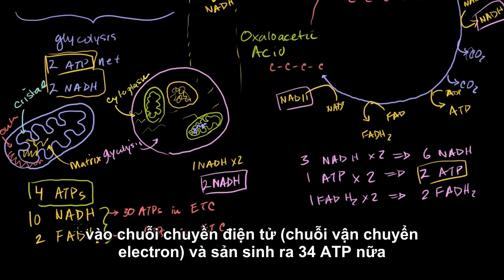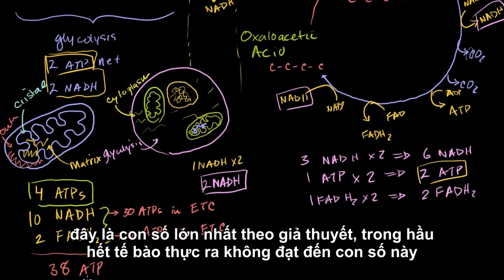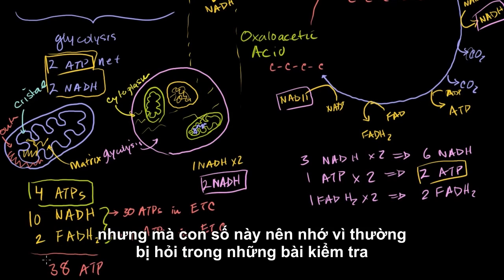And then eventually these outputs from glycolysis and the citric acid cycle, when they get into the electron transport chain, are going to produce another 34. So 34 plus 4, it does get us to the promised 38 ATP that you would expect in a super efficient cell. This is kind of the theoretical maximum. In most cells, they really don't get quite there, but this is a good number to know if you're going to take the AP Bio test or in most introductory biology courses.